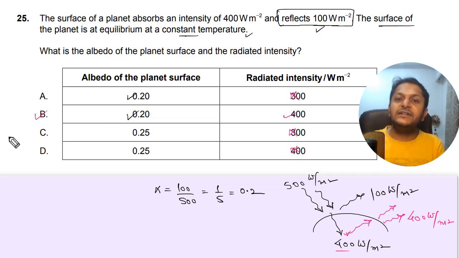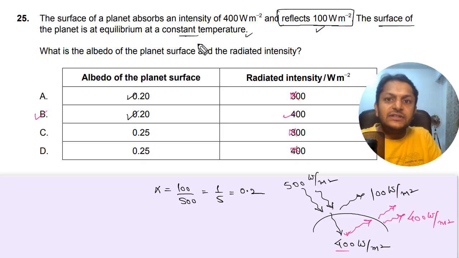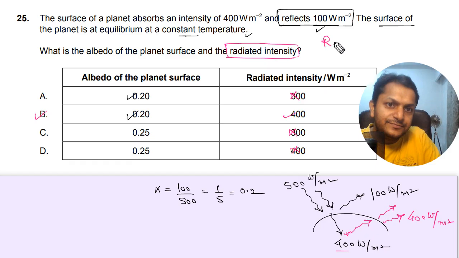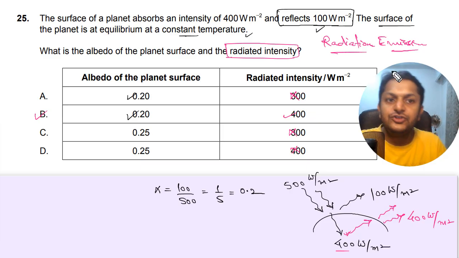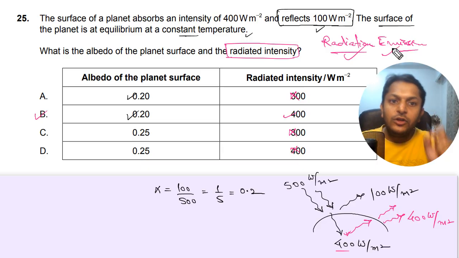But there might be another doubt for the students, why the radiated intensity is not taken as 500 instead of 400. So my dear students, listen to this. If we talk about radiation or emission, the emitted energy or radiated energy, these two words, always remember these keywords, they do not include reflection in their calculation.